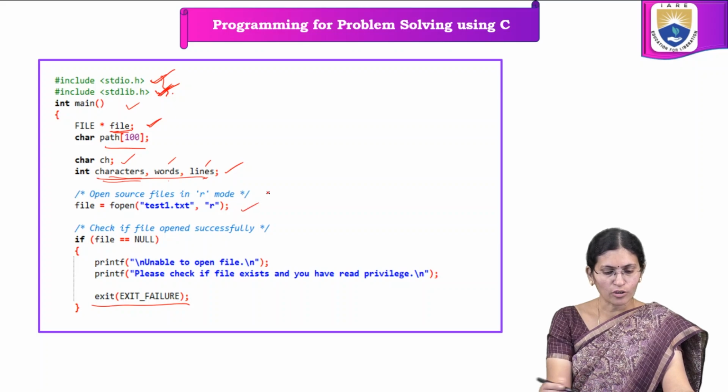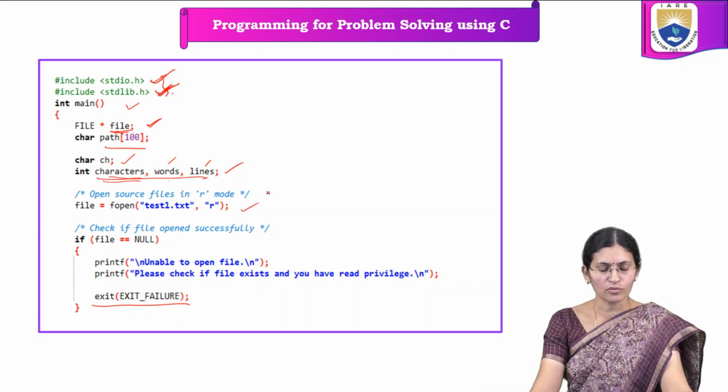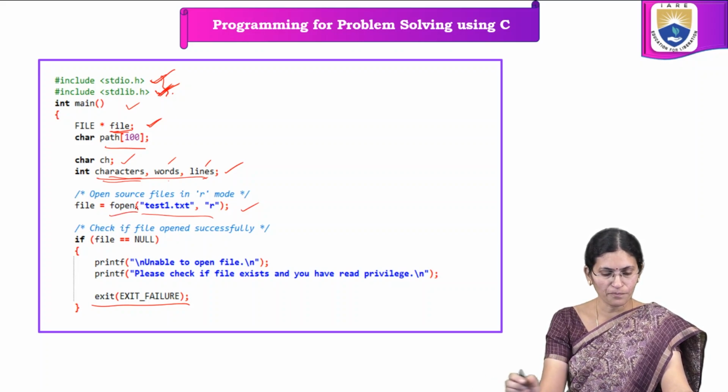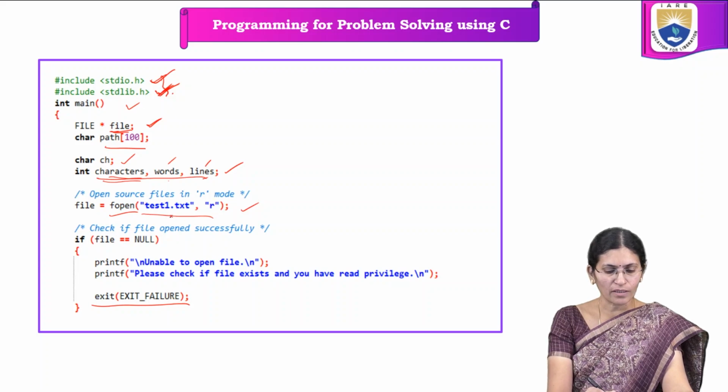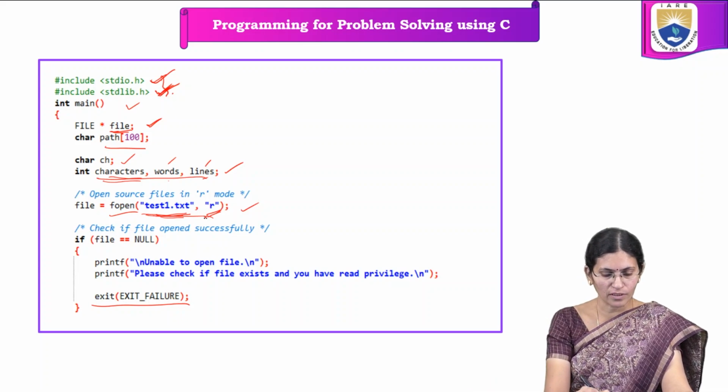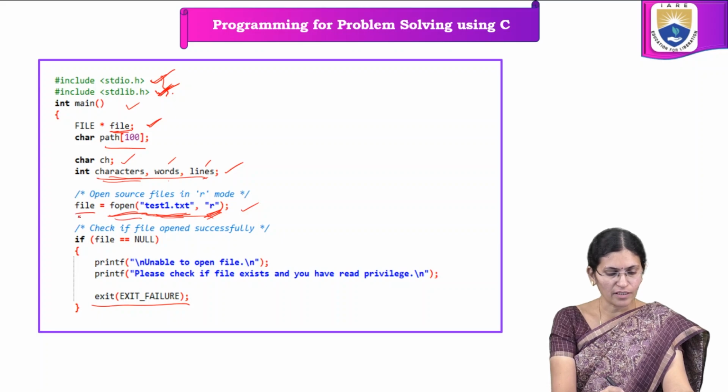Next, in order to perform the read operation, we need to first open the file. To open the file, we have the fopen function. It takes two parameters. The first one is the path or the name of the file. Here I have given the name of the file test1.txt, and the mode in which you are opening the file. R specifies read mode, and this you are assigning to a file pointer.